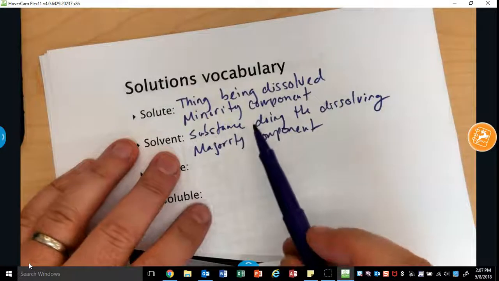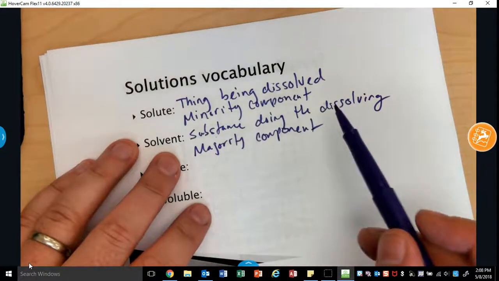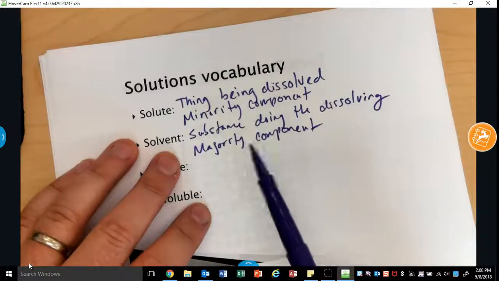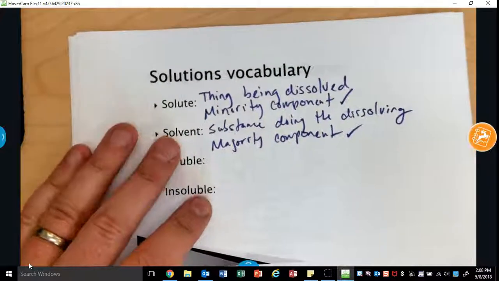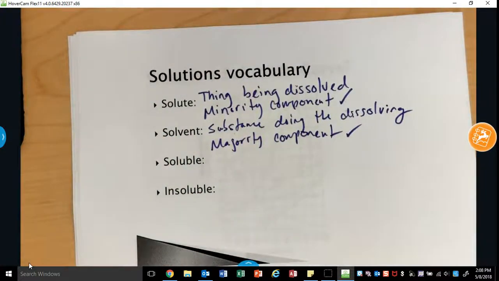So if you have salt water, we're dissolving salt in water, so the solute would be the salt and the solvent would be water. Now we use these alternate definitions when it's kind of difficult to decide what is being dissolved in what. For instance, air is a homogeneous mixture of several different gases. It's about 80% nitrogen, about 18% oxygen, and the rest is carbon dioxide, argon, and some other components. Since nitrogen is the majority component making up 80% of the atmosphere, we can say that nitrogen is the solvent and all the other gases are solutes.